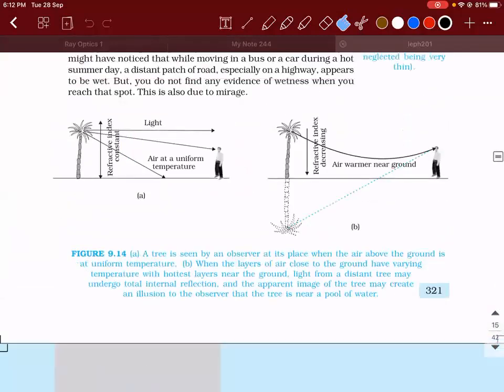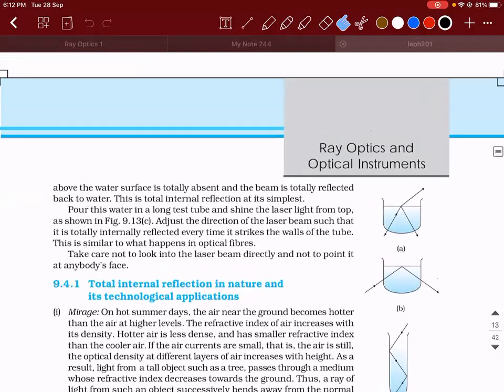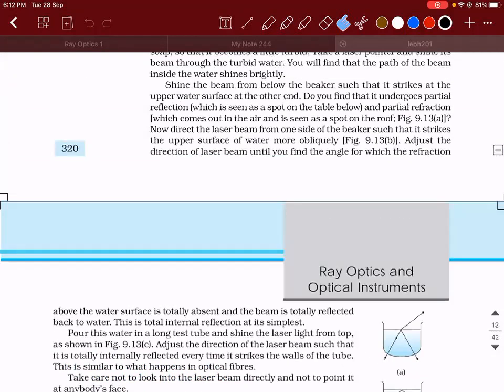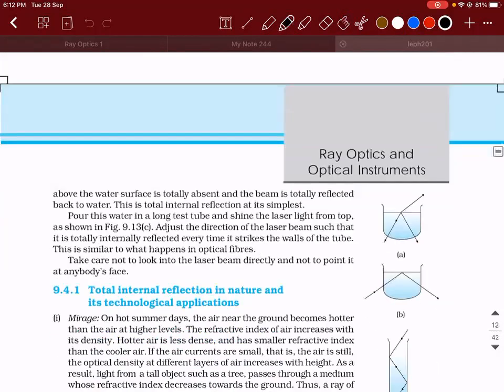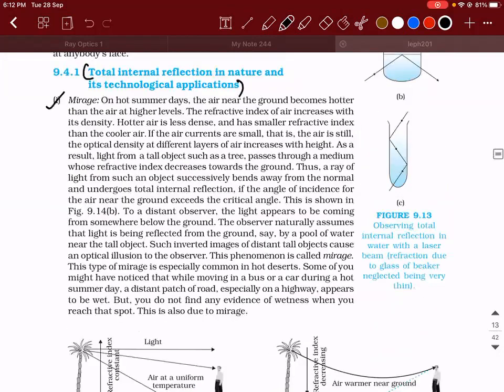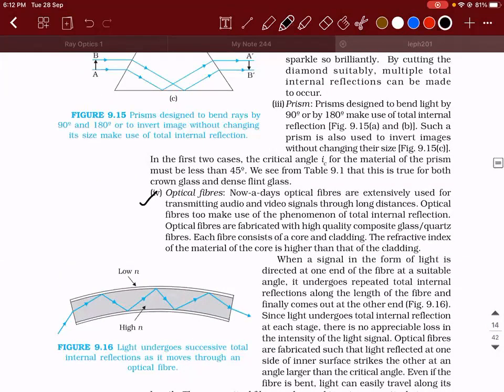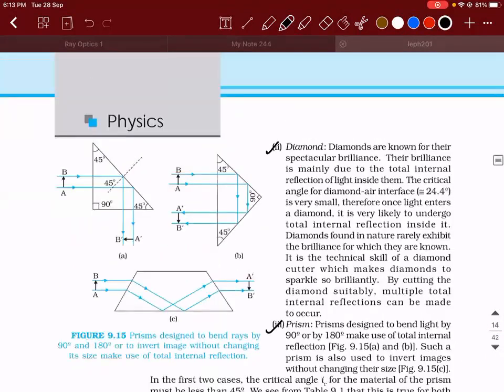There are applications of total internal reflection in the textbook. This part I'm again giving as self-study. One is mirage and the second is optical fiber. The remaining you can also study, go through it, and if you have any doubt, reach out. These are all theoretical parts. If you understand what total internal reflection is, you will be able to understand these concepts.